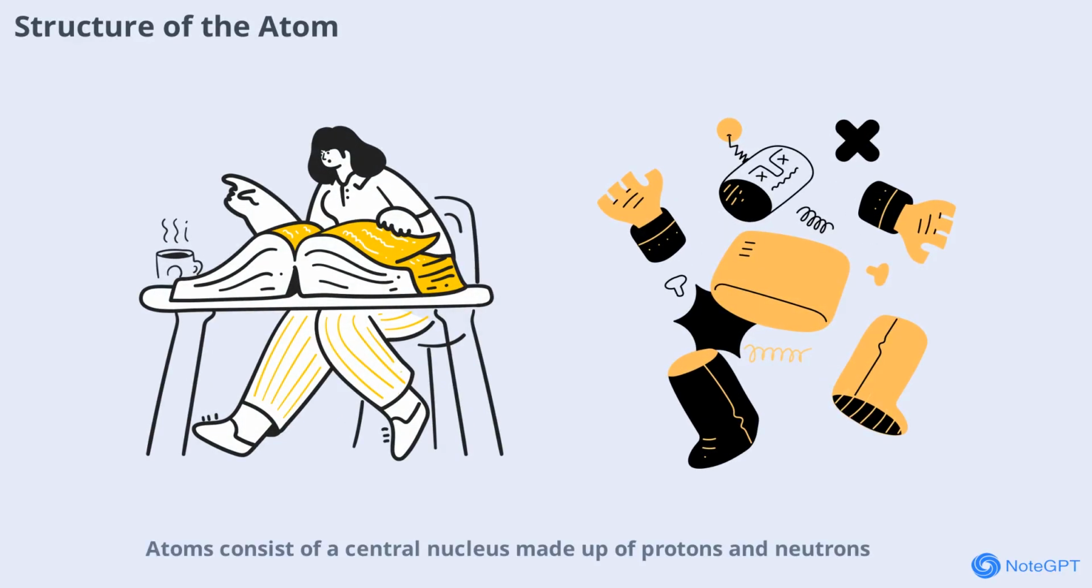Let's dive deeper into how electrons are organized within an atom. Atoms consist of a central nucleus, made up of protons and neutrons, surrounded by electrons. These electrons don't just float randomly, they occupy specific energy levels or shells. Each shell can hold a certain number of electrons, and the way these electrons fill the shells follows a set of rules. Understanding this structure is essential for grasping electronic configuration, as it sets the stage for how electrons are distributed.